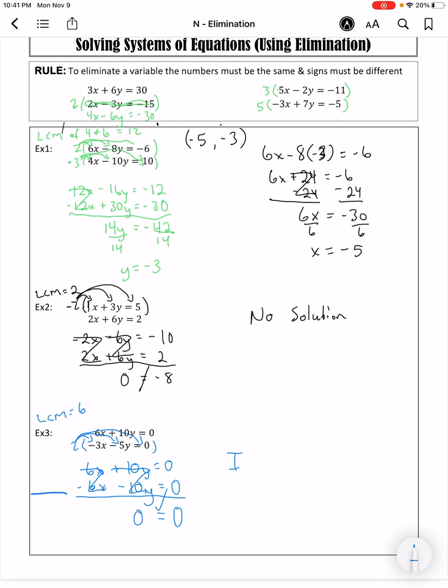And so therefore we have what we call infinite solutions. So we went from systems at the top where we had a solution of negative 5 comma negative 3. We had systems in the middle that had no solution because the answer that we got was not true. And then at the bottom, we have a situation where our two systems had an answer that was true, and therefore we have infinitely many solutions.